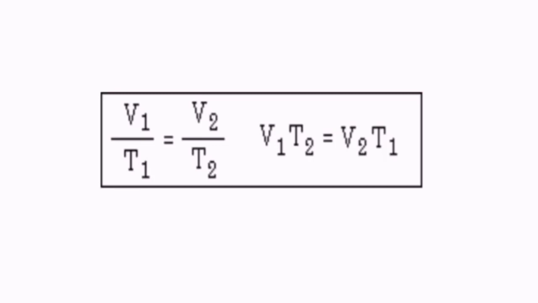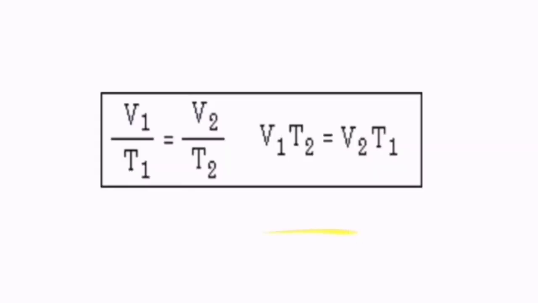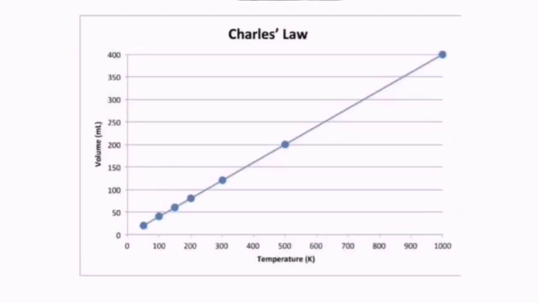Now the graph indicates that if different points are plotted, then the relationship between V and T is going to be a straight line, because V by T is constant, as we have seen in this relationship. So a straight line must be present for this law.